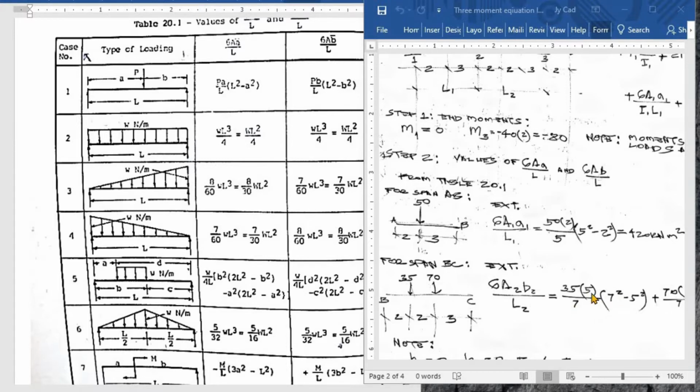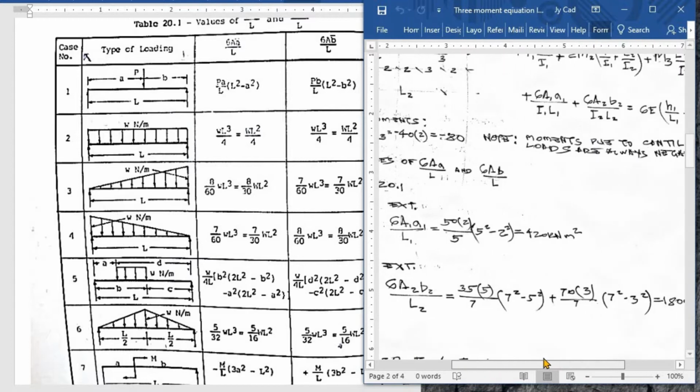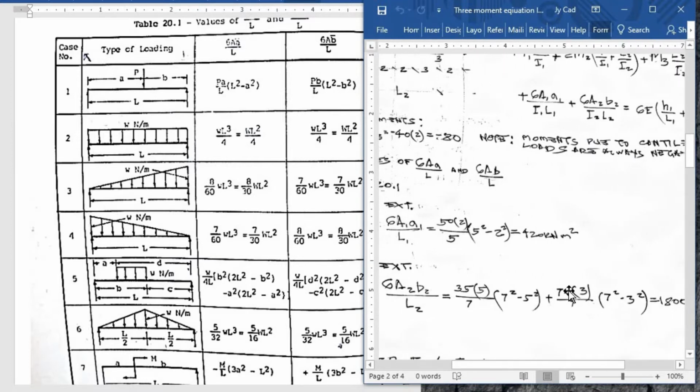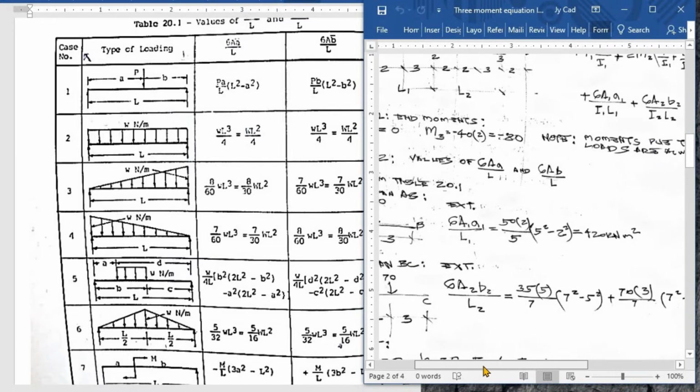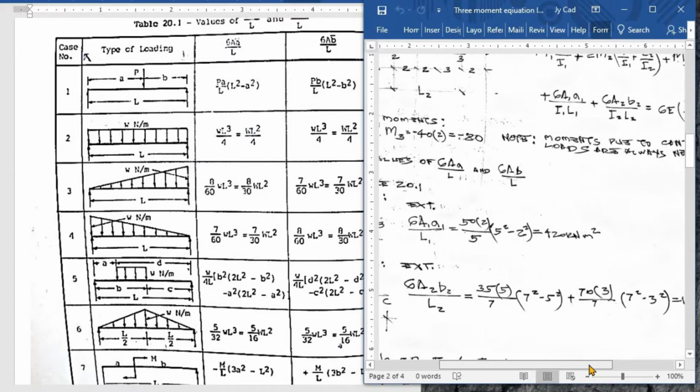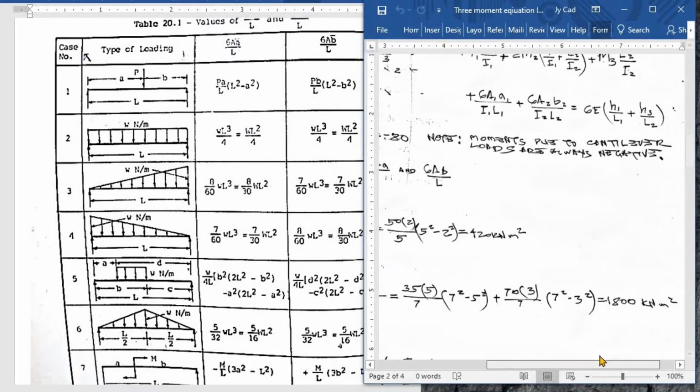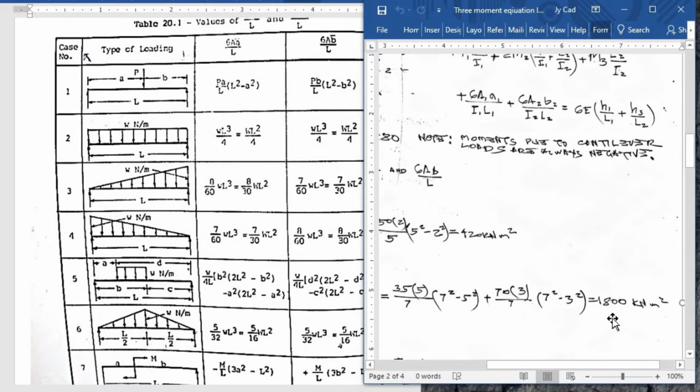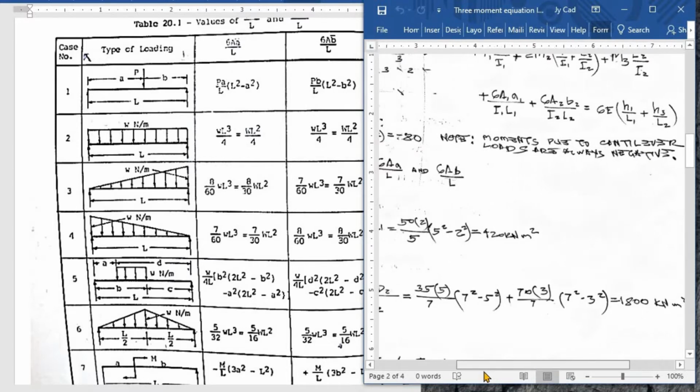And then, plus in the sense na meron kang 70 dito. Okay, so that is 70 times 3. Bakit 3? That is because yung length niya, which is small b, is now 3, no? So that is 70 times 3 times the quantity 7 square minus 3 square all over L. And that would be equal to 1800 kilonewton meter square.